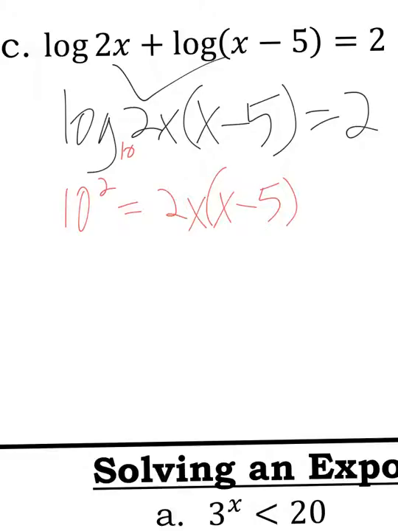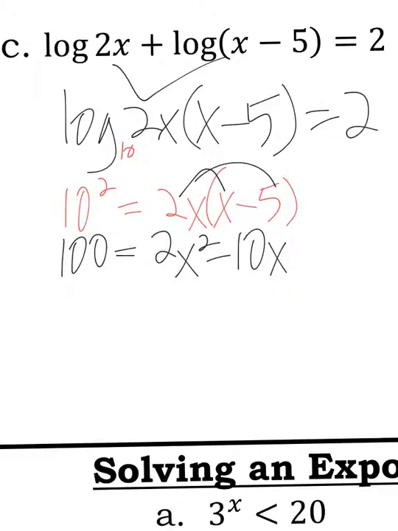So now I just needed to distribute the 2x and then do 10 to the second power. So doing that, 10 to the second power is 100. I get 2x squared minus 10x. Once you have an x squared, you should get everything to one side because that means you're going to have to factor, okay?